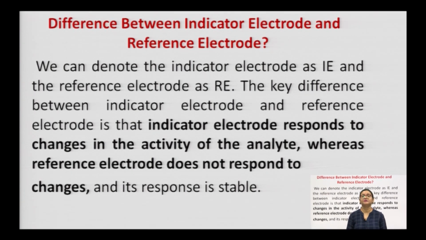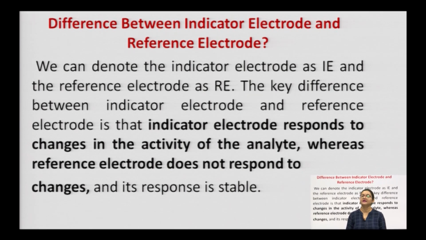All the reactions are being noted down by the indicator electrode in form of fluctuation or change in electrode potential or voltage, whereas reference electrode does not respond to it at all. Okay, it is very stable, it is very insensitive to the changes in electrode potential of the analytical solution or test solution. So its response is very stable, as we can see on our slide also.